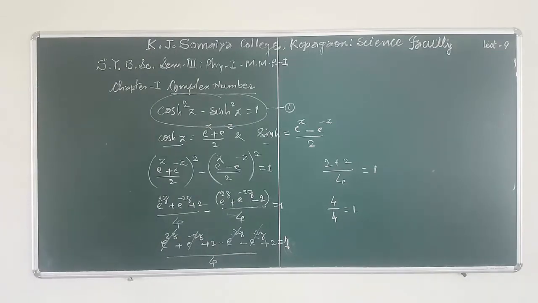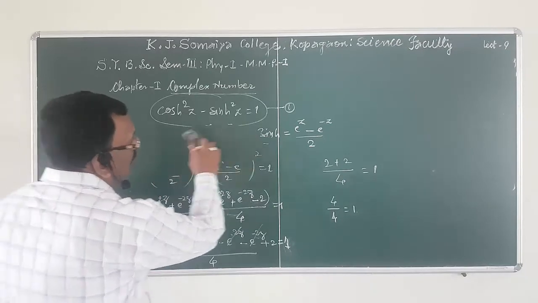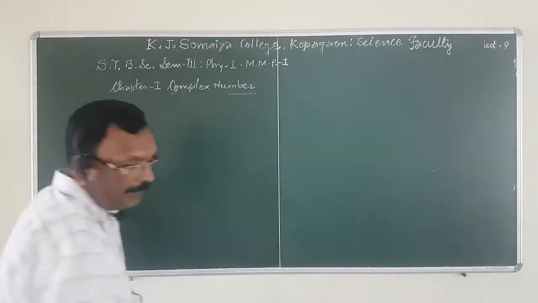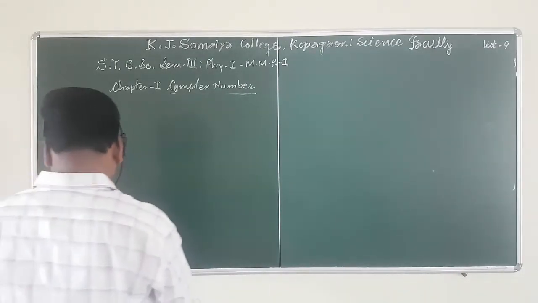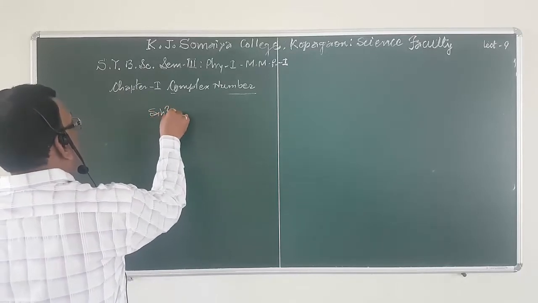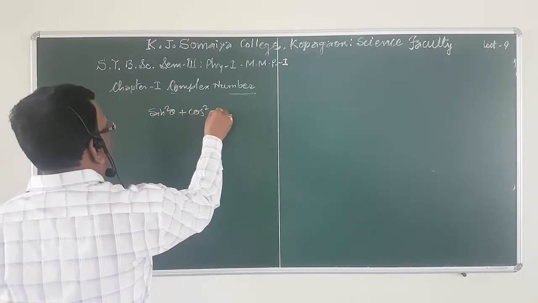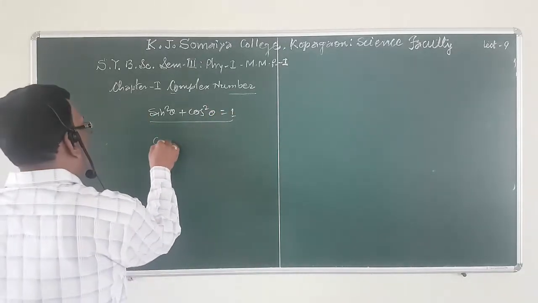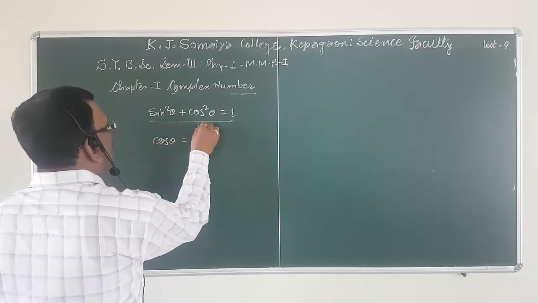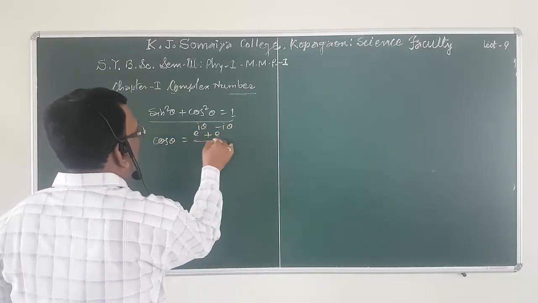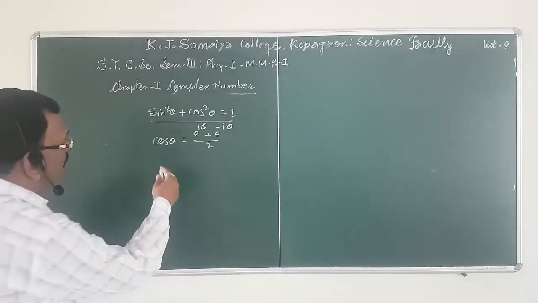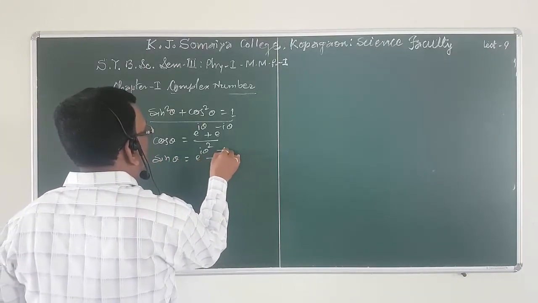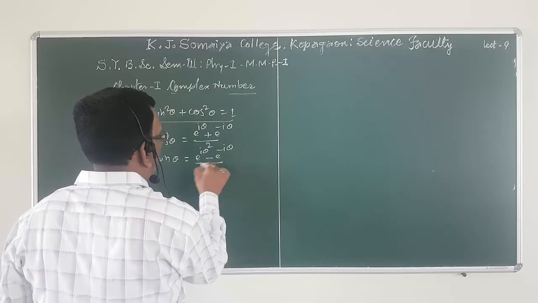Now, the next identity. Similarly, in a similar way we can see the next identity, show that sin square theta plus cos square theta is equal to 1. What is the trigonometric relation for cos theta? Cos theta is equal to (e raised to i theta plus e raised to minus i theta) upon 2. And for sin theta, sin theta is equal to (e raised to i theta minus e raised to minus i theta) upon 2i.